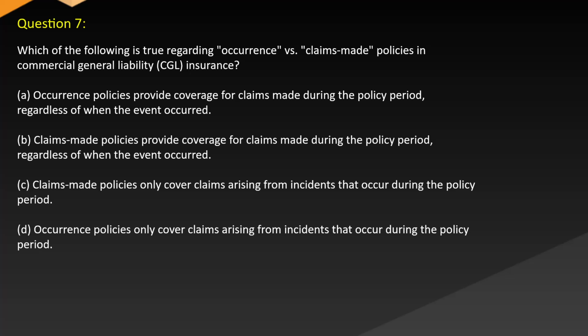Question 7. Which of the following is true regarding occurrence versus claims-made policies in commercial general liability (CGL) insurance? A. Occurrence policies provide coverage for claims made during the policy period, regardless of when the event occurred. B. Claims-made policies provide coverage for claims made during the policy period, regardless of when the event occurred. C. Claims-made policies only cover claims arising from incidents that occur during the policy period. D. Occurrence policies only cover claims arising from incidents that occur during the policy period.